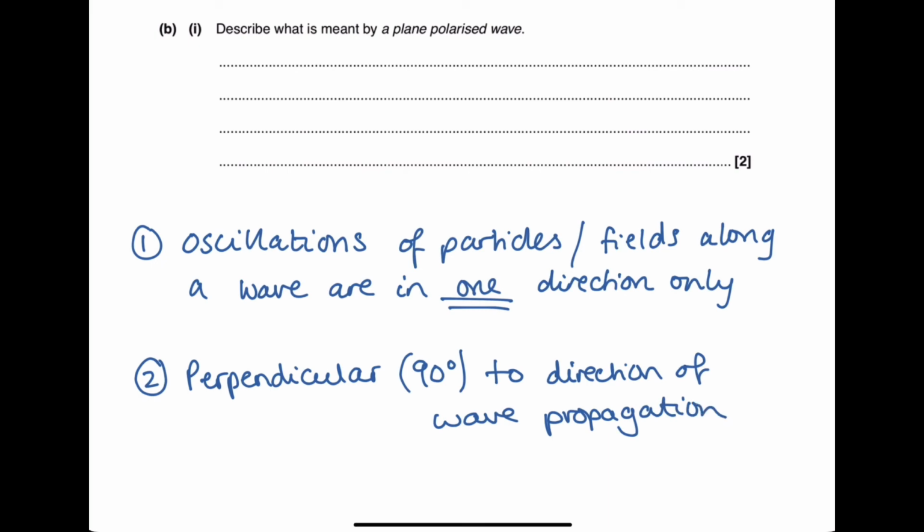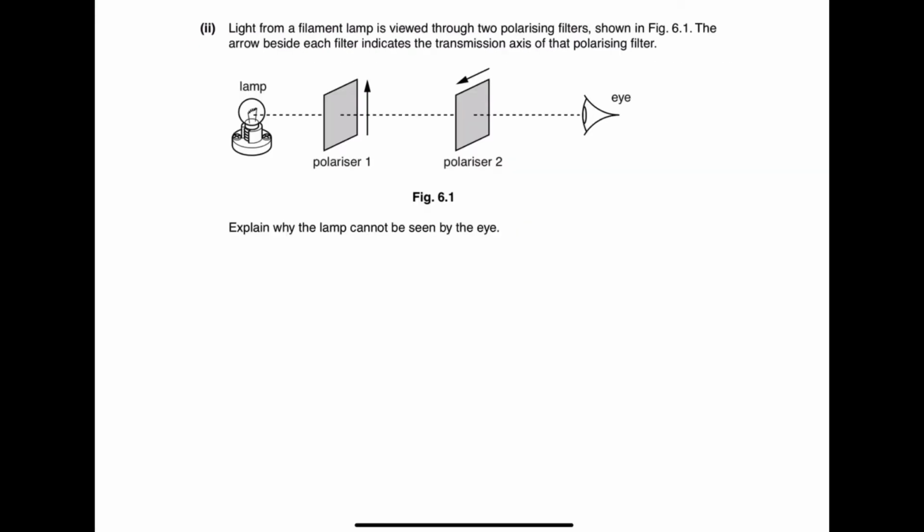Moving on to the last part of this question then, we've got 2 polarizers. The first one has a vertical transmission axis and the second one has a horizontal transmission axis. And we're asked to explain why the lamp cannot be seen by the eye. Okay, so we need to describe what's happening. This is actually a 2-mark question. So again, we really need to be looking for 2 points to make here.